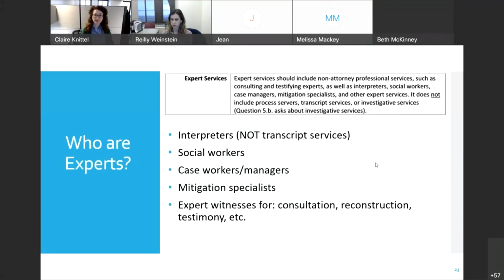So who are your experts? Your expert services should include non-attorney professional services such as consulting and testifying experts, as well as interpreters, social workers, case managers, mitigation specialists, and other expert services. It does not include process servers, transcript services, or investigative services, which is asked about on a different question.